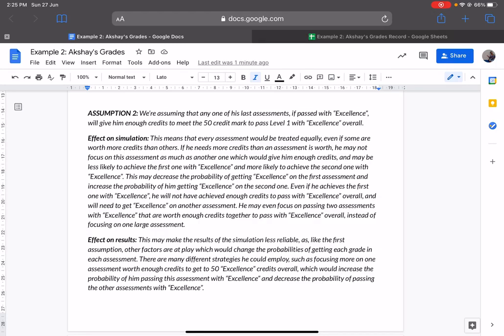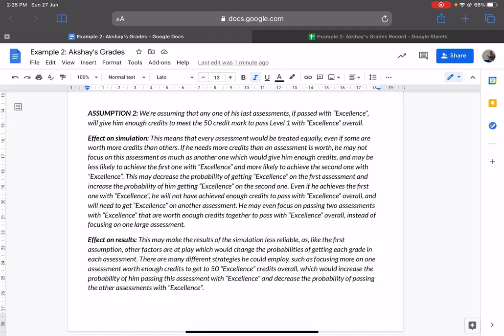Even if he achieves the first one with excellence, he will not have achieved enough credits to pass with excellence overall, and he will need to get excellence on another assessment. He may even focus on passing 2 assessments with excellence that are worth enough credits together to pass with excellence overall, instead of focusing on one large assessment. So it depends on his strategy for getting excellence overall, and that changes the probabilities of him getting excellence on each assessment. So he probably wouldn't treat them all equally, because they're probably worth different amounts of credits and they have different difficulty levels.